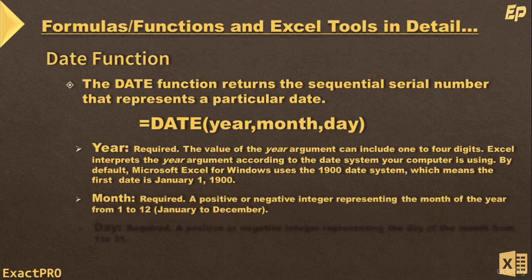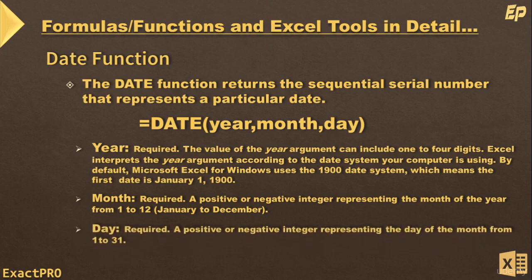The second argument is required, which is month. It can be a positive or negative integer number, which means you cannot put decimals in it. It represents the month of the year, from 1 to 12, so January to December. The day argument is also required. It's a positive or negative integer number, so it cannot be a decimal. It represents the day of the month from 1st to 31st.